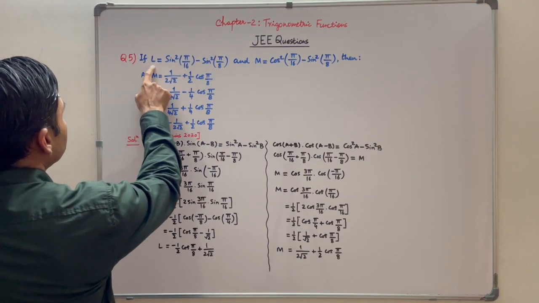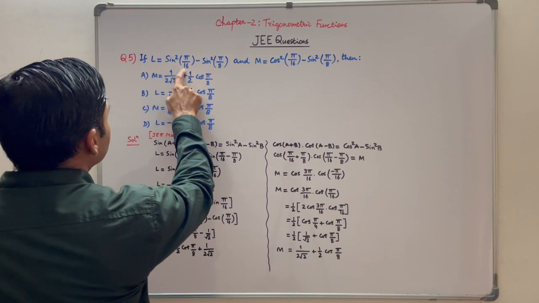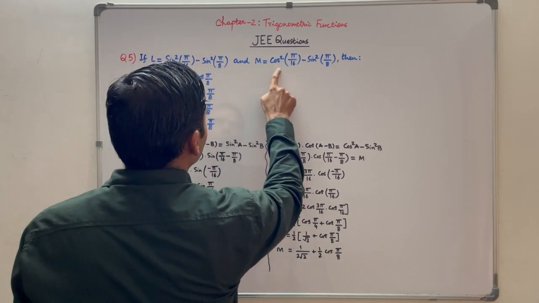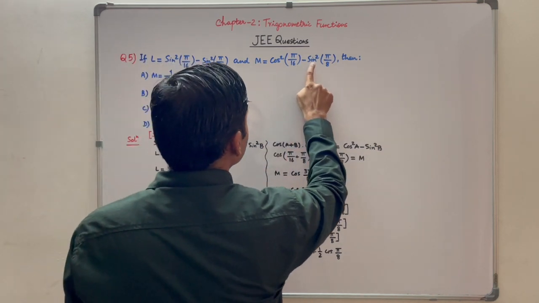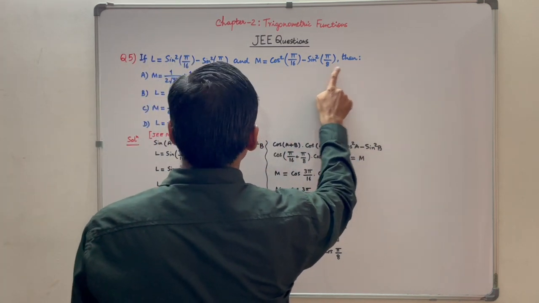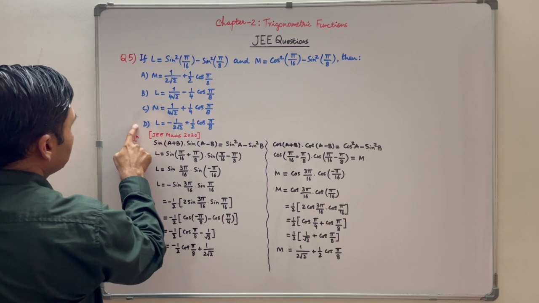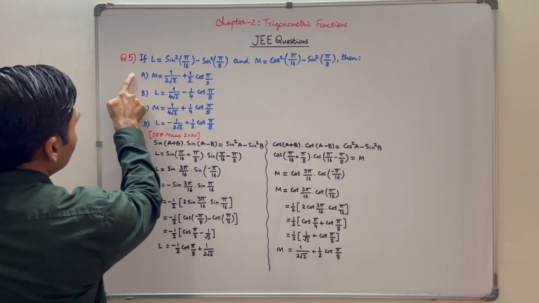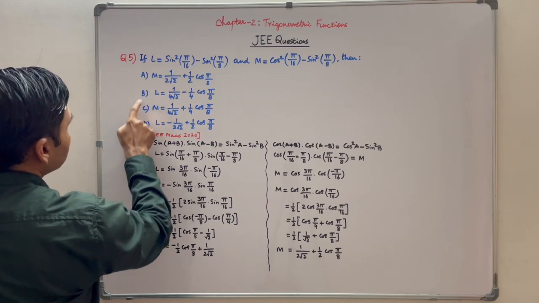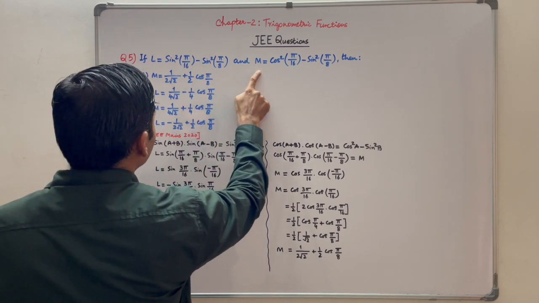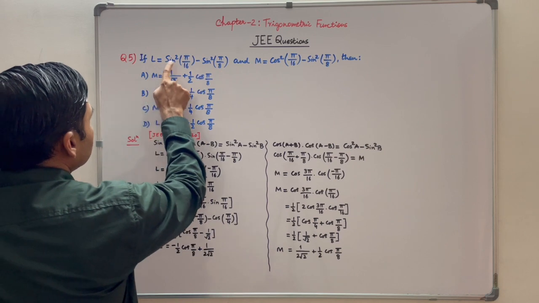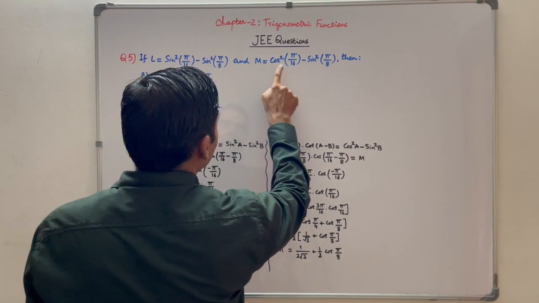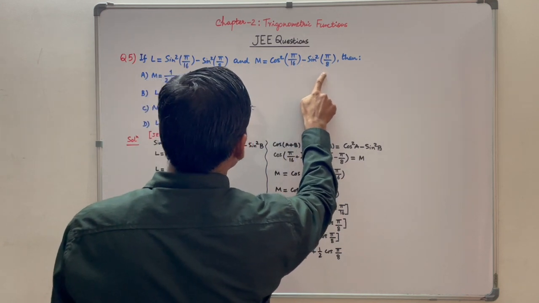Fifth question, if L is equal to sin square pi by 16 minus sin square pi by 8 and M is equal to cos square pi by 16 minus sin square pi by 8, then these are the options given. This question appeared in JEE Mains 2020. Look at the options. We have to simplify L and M. L is written in the form sin square A minus sin square B and M is written in the form cos square A minus sin square B.